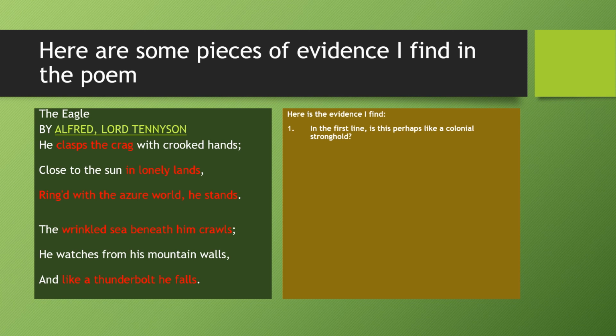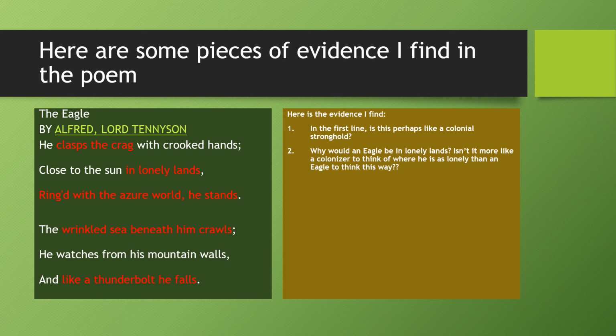Close to the sun in lonely lands. Here's how I interpret "in lonely lands." Why would an eagle be in lonely lands? Isn't he more like a colonizer here than an eagle who might have other eagle friends or at least some baby eaglets? It is strange to think of the eagle as purely lonely in these lands. The lands would surely be his natural habitat, so why lonely?